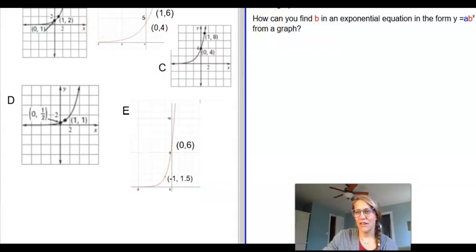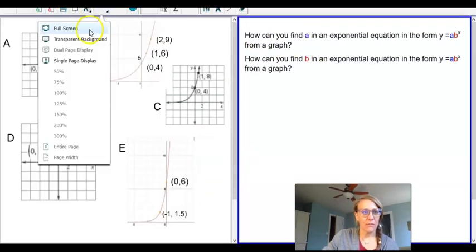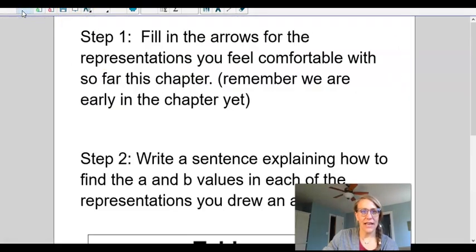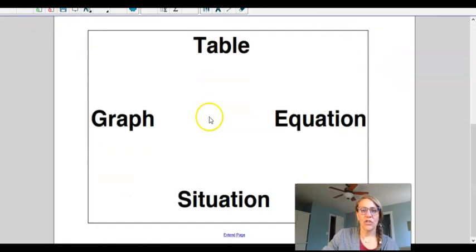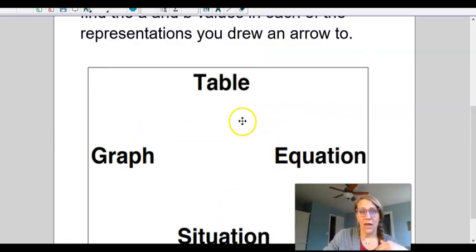All right, last thing here. I'm going to change my screen so we can just see one page. You need to take a screenshot of this and you need to add arrows where you feel comfortable. I'm not going to necessarily grade this based on how many arrows you have. I want you to just be able to tell me, where are you feeling comfortable? Do you feel comfortable going from a table to an equation and an equation to a table? Then make a double arrow going both directions. Graph to equation, equation to graph. Do you feel comfortable going both ways? Then make an arrow pointing both ways. Put in as many arrows as you feel comfortable with.